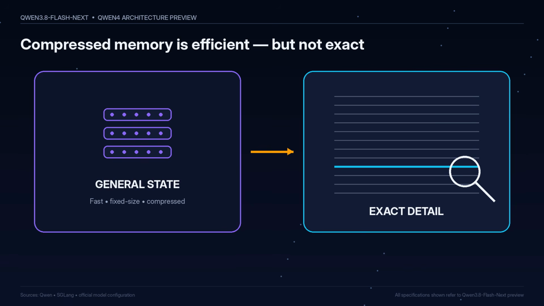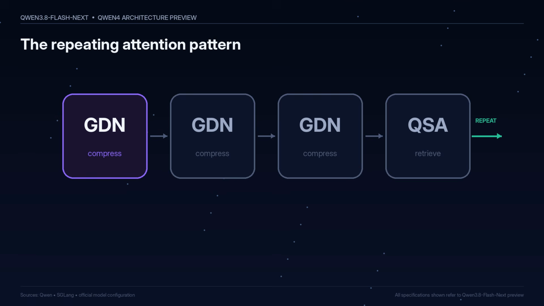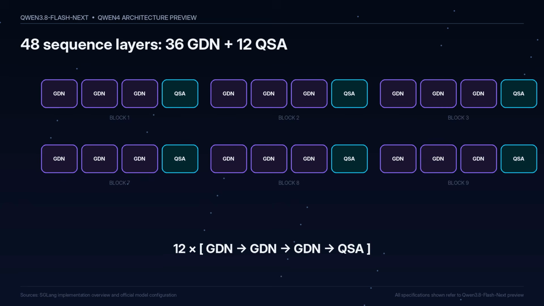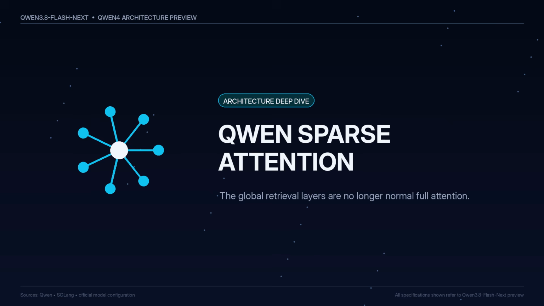Sometimes the model needs one exact piece of information from much earlier in the context. And that's where attention comes back. The architecture follows this pattern. GDN, GDN, GDN, then an attention layer, and repeat. So 3/4 of the sequence layers use gated DeltaNet, while 1/4 perform global retrieval. Qwen3.8 Flash Next contains 48 layers, meaning 36 GDN layers and 12 global retrieval layers.